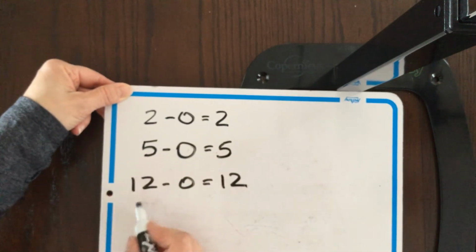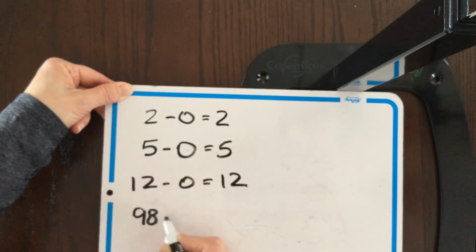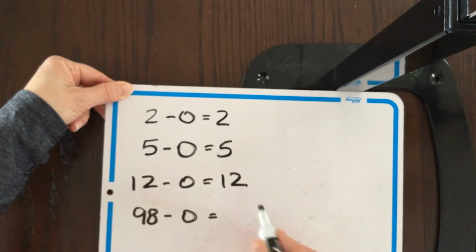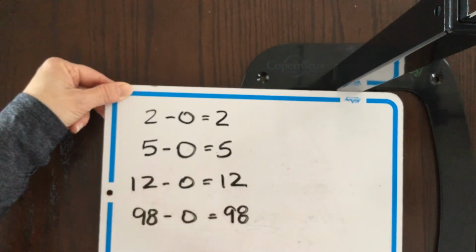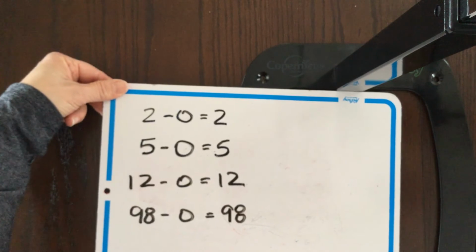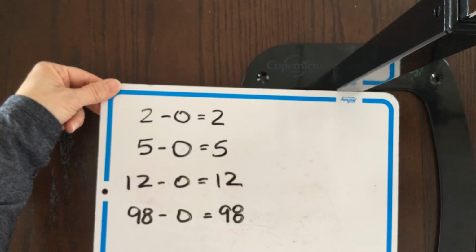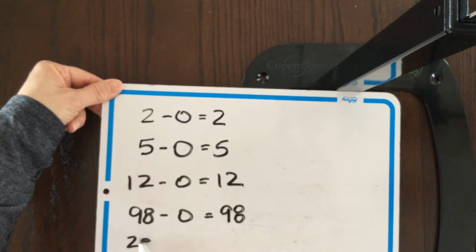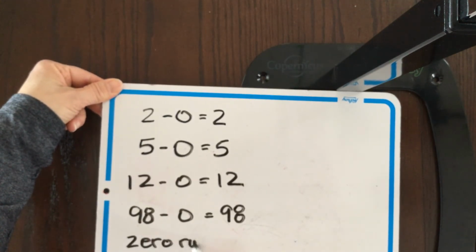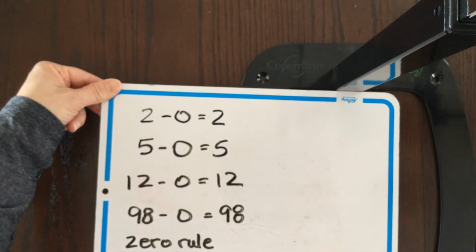You could pick a high number like 98 minus 0. Still no change. It's just going to be 98. Make a list as long as you can, filling in your whiteboard or filling in a page of blank paper, that shows me as many of the zero rule questions as you can for subtraction.